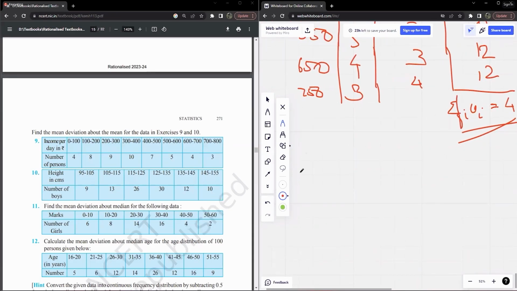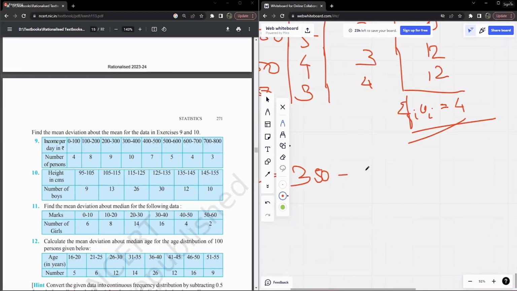But your mean x bar is going to be what? 350. I think this, wait a minute. Yeah. This is going to be 350 plus sigma of fi ui divided by capital N into 100, right? That's A plus sigma fi ui divided by N into h, where A is 350 over here, h is 100. h is the height of each class.